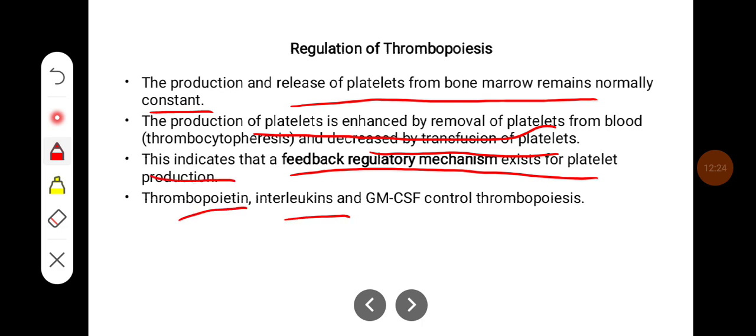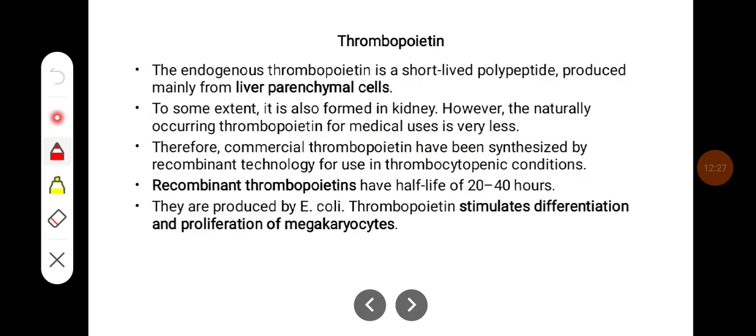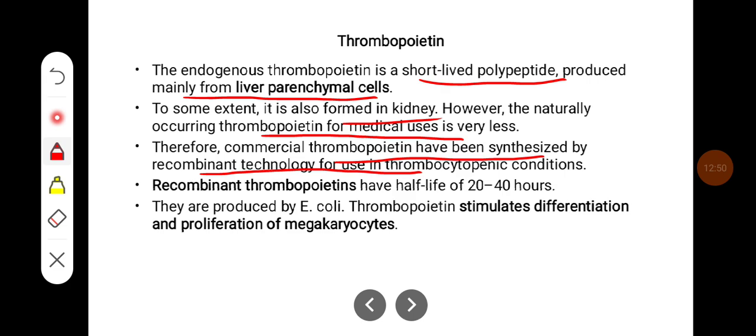Thrombopoietin, interleukins, and GM-CSF control the thrombopoiesis. Thrombopoietin is a short-lived polypeptide produced mainly by the liver parenchymal cells. To some extent, it is also formed in the kidney. However, the naturally occurring thrombopoietin available for medical use is very little. Therefore, commercial thrombopoietin has been synthesized by recombinant technology for use in thrombocytopenic conditions. Recombinant thrombopoietins have a half-life of 20 to 40 hours. They are produced by E. coli. Thrombopoietin stimulates differentiation and proliferation of megakaryocytes.